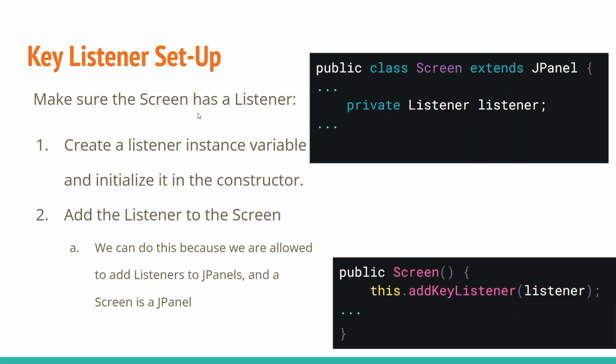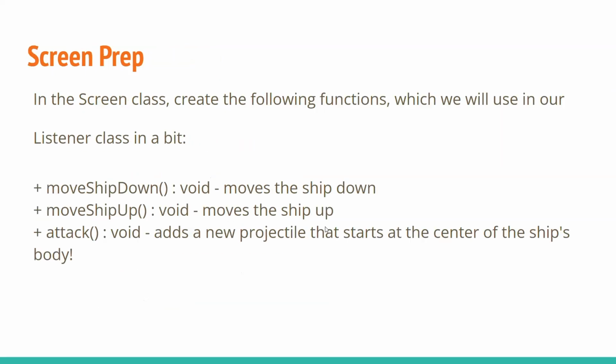Okay, so now when we're setting up a listener, you're going to want to make sure that your screen class has a listener implemented already. So you can just do private Listener, and then create an instance variable of the listener and initialize it in the constructor. And then we're going to add the listener to the screen. And the reason we're able to do this, this addKeyListener, is because JPanels are able to add listeners. And the screen we created is an example of a JPanel. So we're going to do this.add because we're adding it to the screen, which is the class we're in.